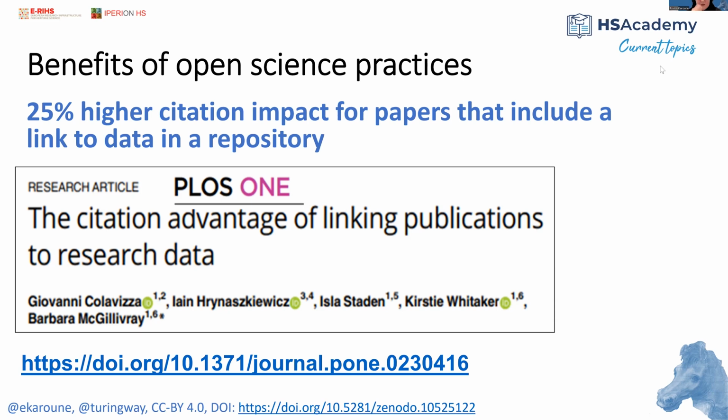So this study actually found that there was a 25% higher citation impact for papers that did include links to data in a repository for that study. So again, more evidence to say you're going to get more citations if you practice open science.